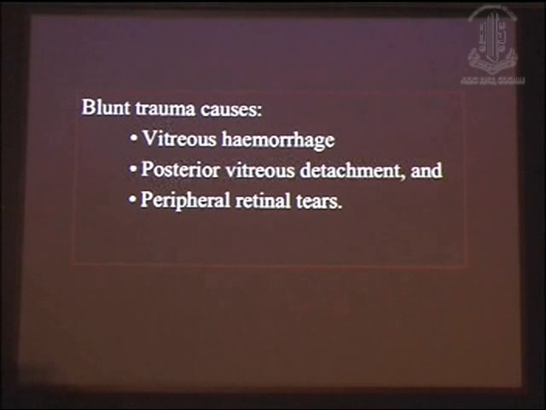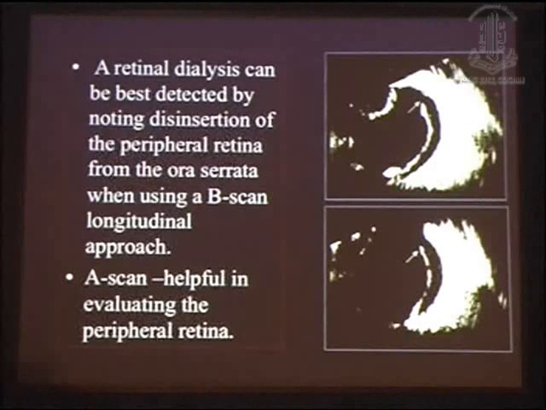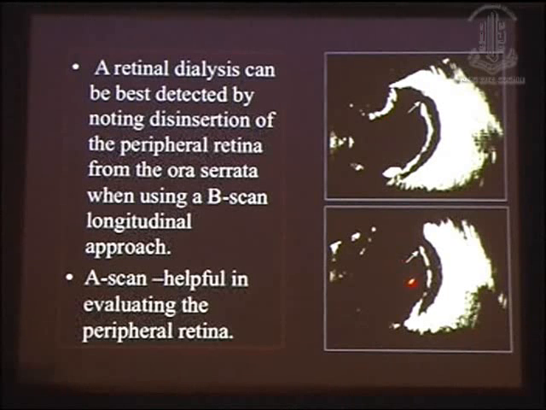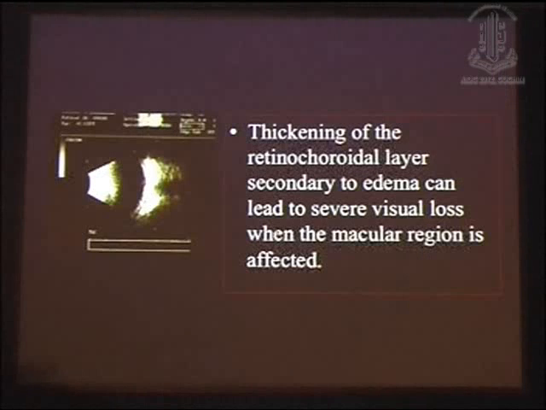So blunt trauma can cause vitreous hemorrhage, posterior vitreous detachment, peripheral retinal dialysis, or retinal tear. Retinal dialysis can be seen in ultrasound. The first picture shows the insertions of the peripheral retina in the longitudinal ultrasound, and this is the inverse ultrasound. You can see the insertions of the retina. Thickening of the retinochoroidal layers can also be seen with the help of ultrasound.